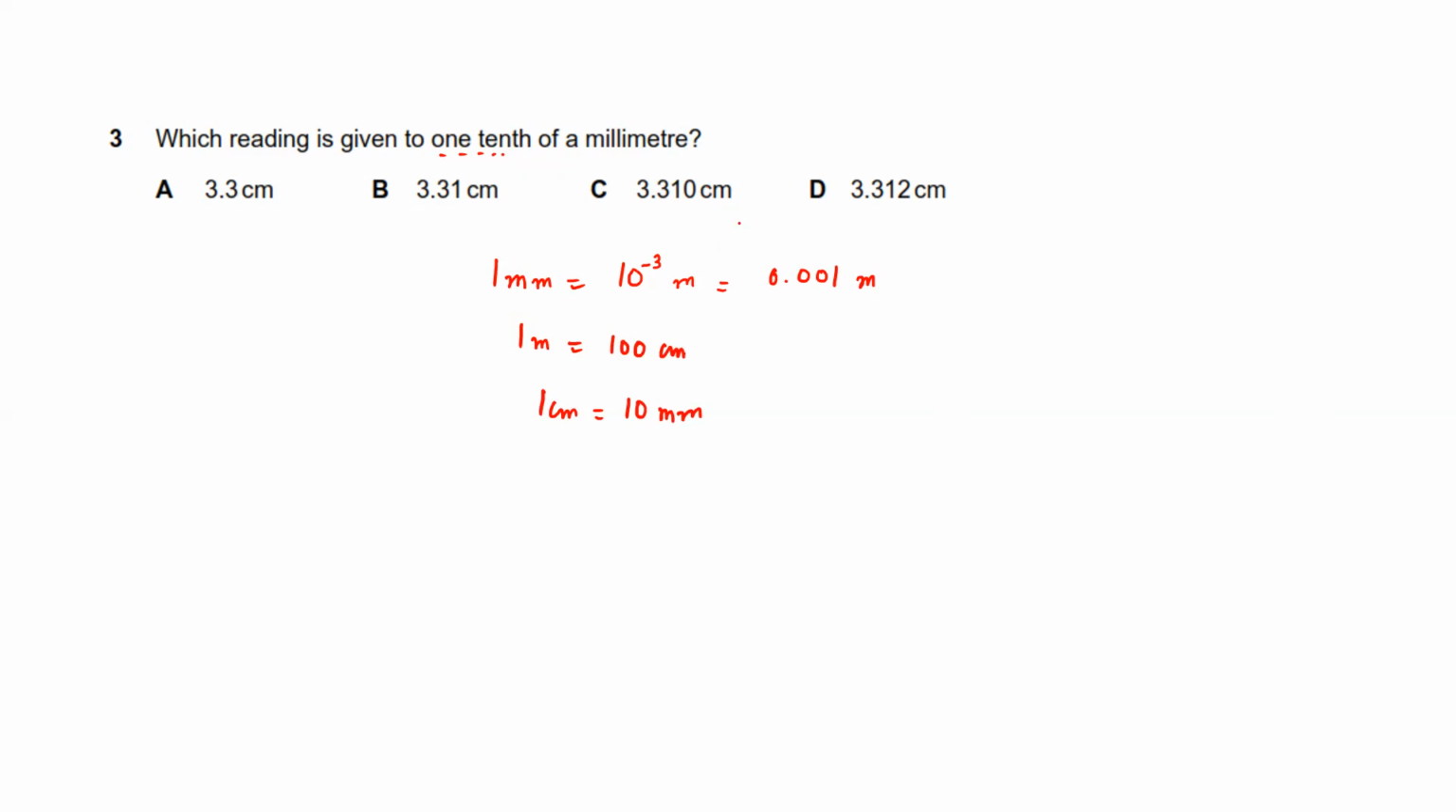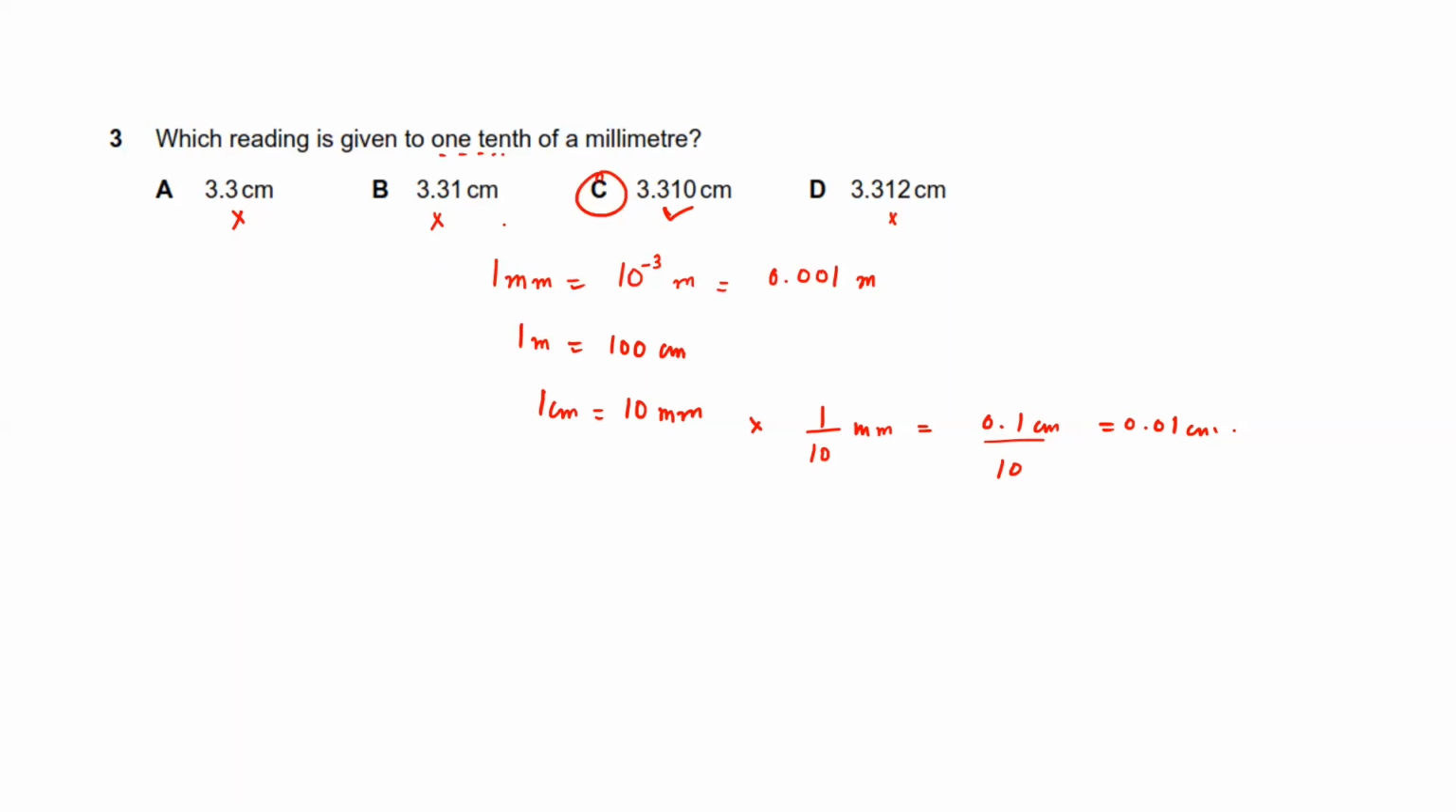So from here we can see that 1/10 of a millimeter is 0.1 centimeter divided by 10, so 0.01 centimeter. So eventually, which reading is given to 1/10 of a millimeter? This one, no. This one, no. This one, yes. Again, this one, no. So answer C is the best choice.